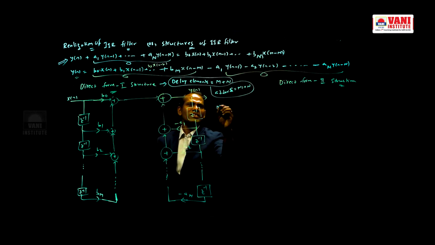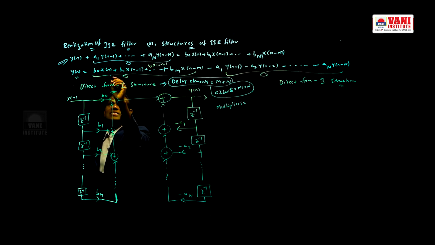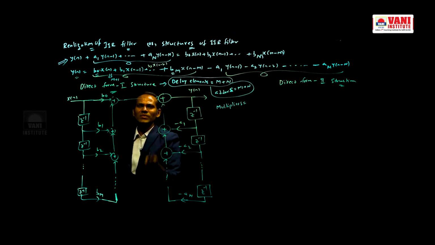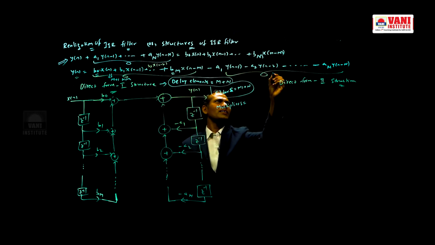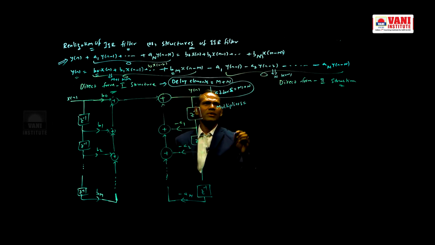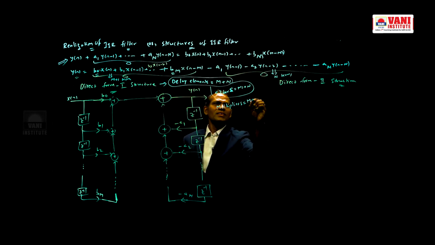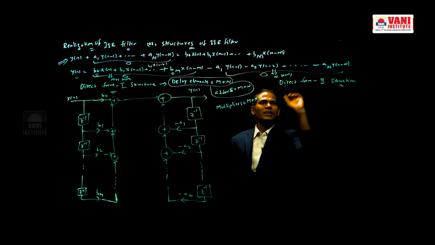And the number of multipliers will be, if you observe carefully, here m plus 1 x terms are there. b0 to bm is m plus 1 terms, and here a1 to an means n terms are there. That means the number of multipliers will be m plus n plus 1. Just add here, a1 is multiplied with y, so one multiplier, a2 is multiplied with a second multiplier, like this. This is the nth multiplier.